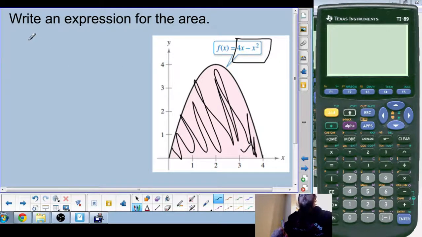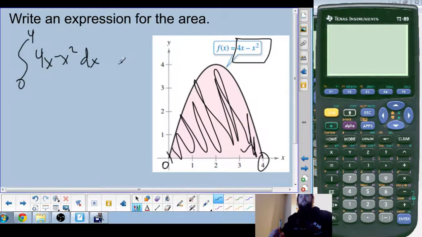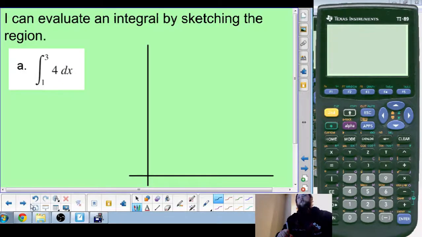So I can write an expression for a definite integral right here. What are my distances? Well, this is 0, and this is going to 4. So it's from 0 to 4. 4 is my upper, 0 is my lower. And the function is 4x minus x squared and dx. So that's an expression.